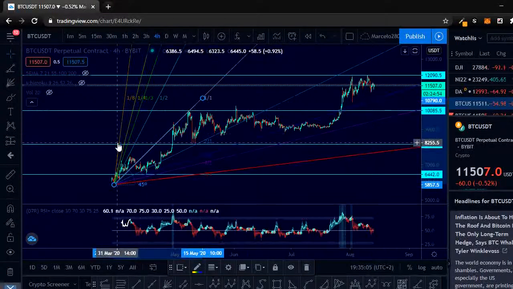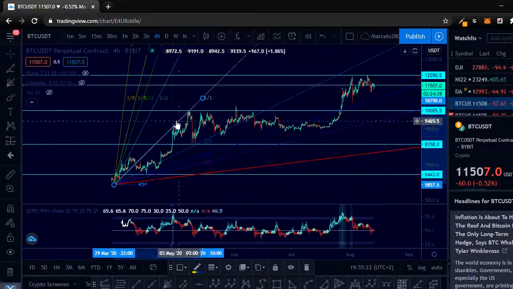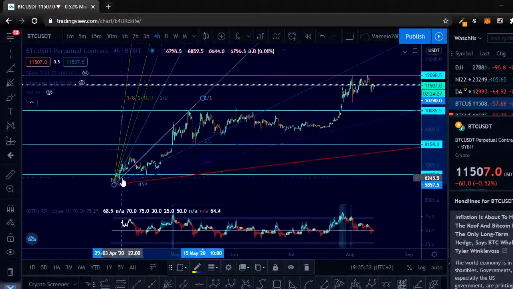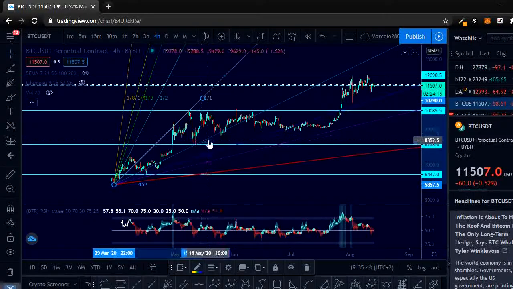The beauty of the gun fan is that it provides multiple resistance and supports at the same time, and you can trade based on that. The idea on the gun fan is that once you break one of the fans, you will inevitably go and visit the next fan. If this fan was broken, then the trend will attempt the 1-to-2. 1-to-1 is pretty hard resistance, so that's why you see these multiple rejections and drops below it. There's a rejection, there's a rejection, and once rejected, it has to retrace to the next fan.